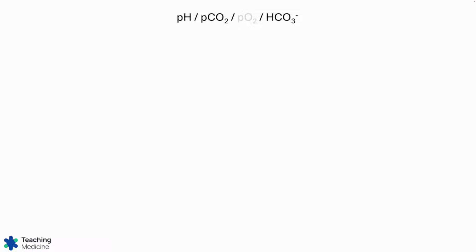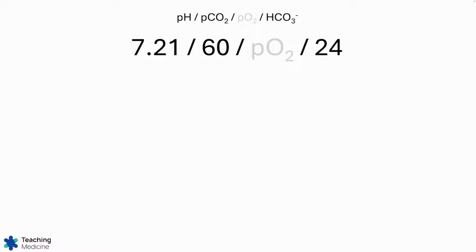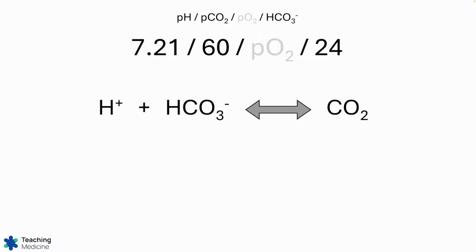I'm going to put this equation at the top, the standard way of writing a blood gas, just to remind you. In this example, we're going to have a pH of 7.21, a PCO2 of 60, and a bicarb of 24.